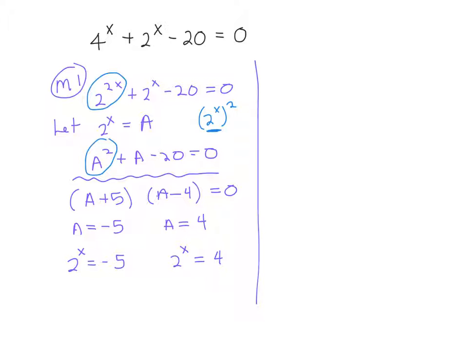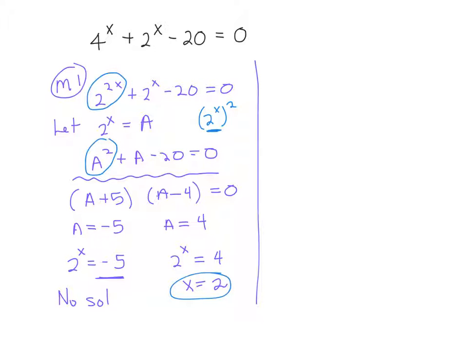On the right side, x must be 2. On the left side, 2 to the x can never be a negative number. So the one on the left side has no solution. So the only solution to this problem is x equals 2.